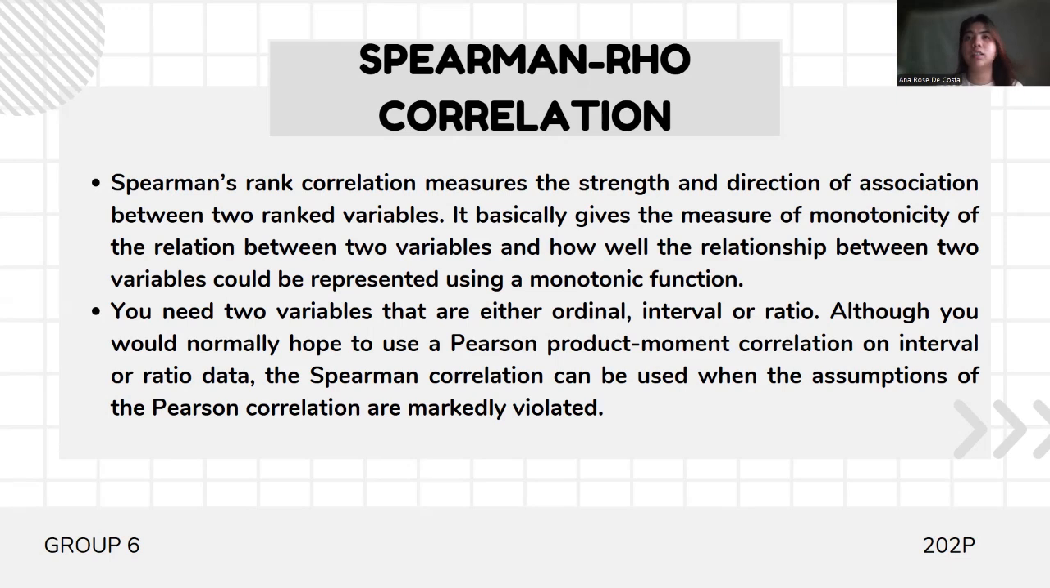The Spearman correlation can be used when the assumptions of the Pearson correlation are markedly violated. However, Spearman's correlation determines the strength and direction of the monotonic relationship between your two variables rather than the strength and direction of the linear relationship between your two variables.